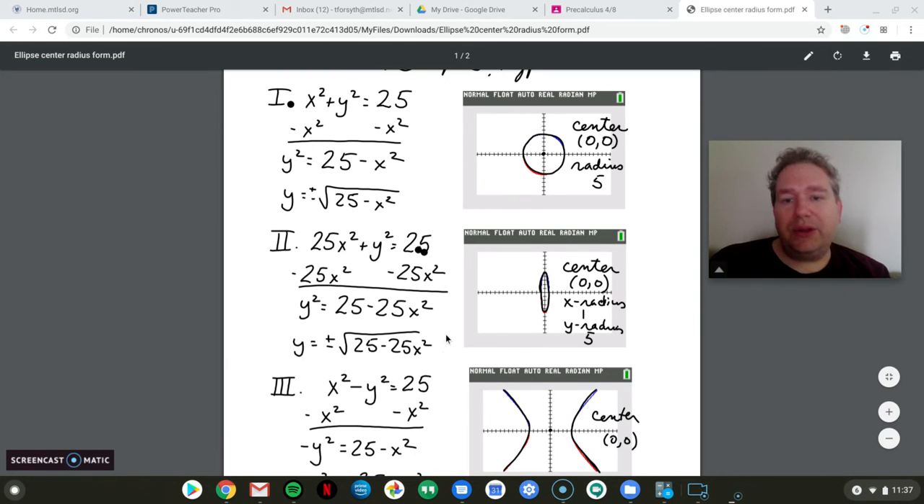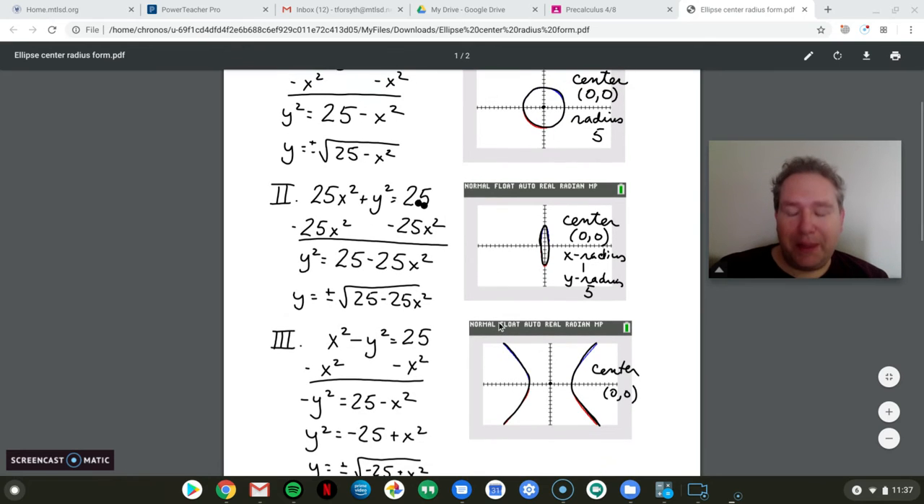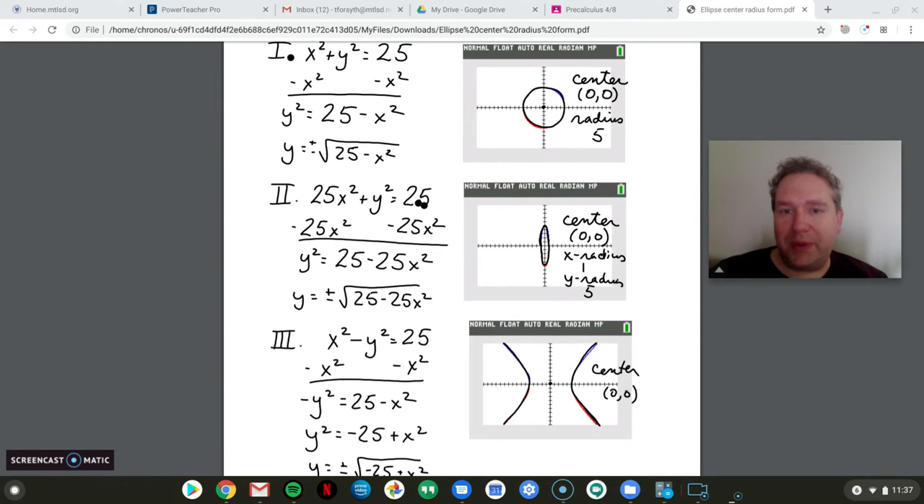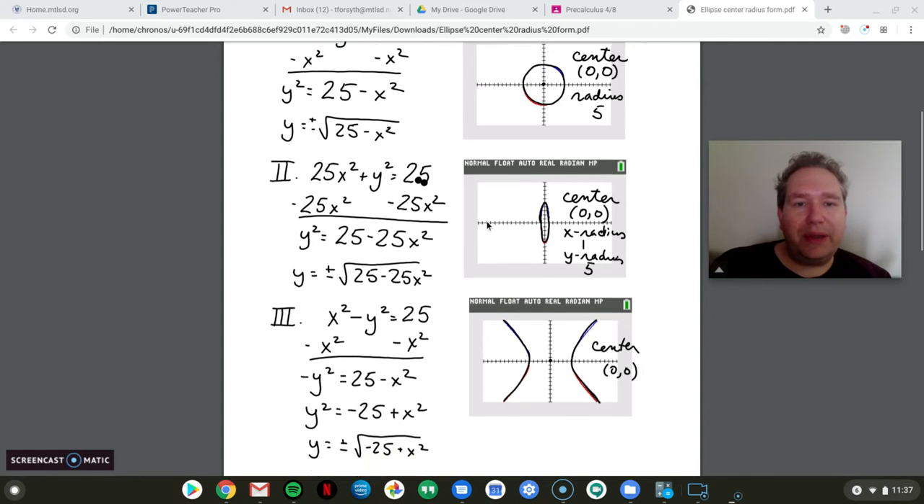This second equation here made an ellipse, which means it's elongated in some direction, okay? Again, its center is 0, 0. Now it has two different radii in this case, right? To the right and left is 1 unit, so it has an x radius of 1, and then up and down is 5 units, so it has a y radius of 5. But that's enough information to describe to somebody how to draw it, okay? So I want you to be able to look at that.